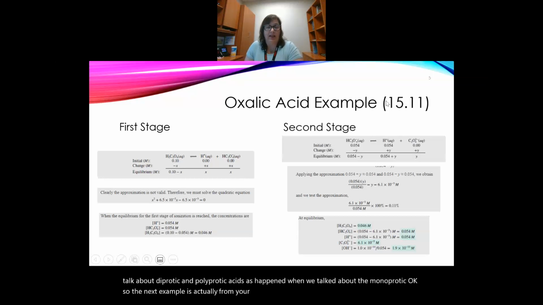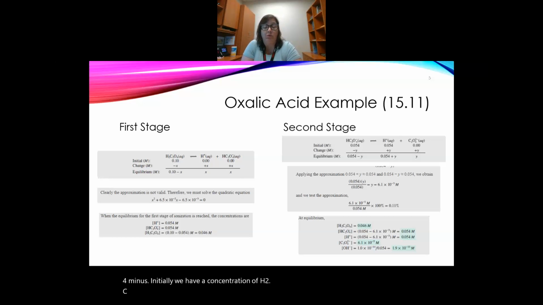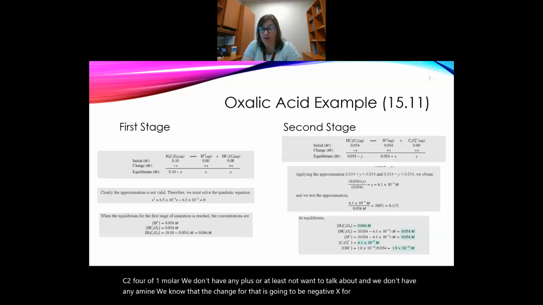So the next example is actually from your textbook. This is oxalic acid. This is example 15.11. And what happens is we're looking at oxalic acid, H2C2O4, going to H plus and HC2O4 minus. Initially, we have a concentration of H2C2O4 of 0.1 molar. We don't have any H plus, or at least none at first, and we don't have any of the anion. We know that the change for that is going to be negative x for our reactant and plus x for our products. And then at equilibrium, we're going to be looking at 0.10 minus x.